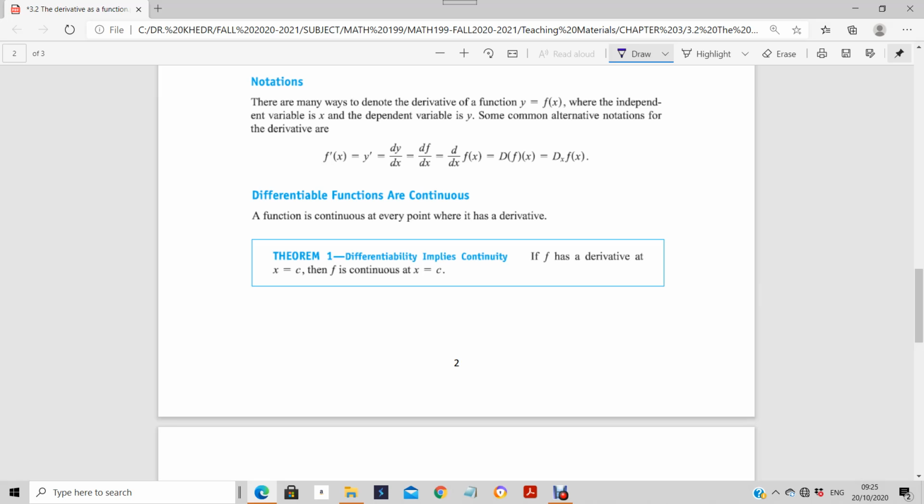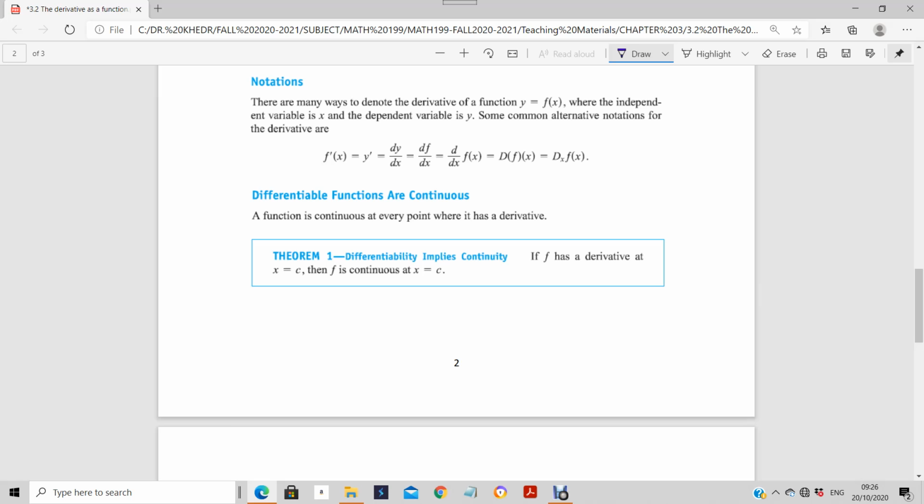dx, or d by dx f of x, or d capital letter in a bracket f in a bracket x, or d sub x f of x. So you can use any of these notations to denote the derivative of the function. The famous ones are the first, second, third, maybe the fourth and fifth. Okay.